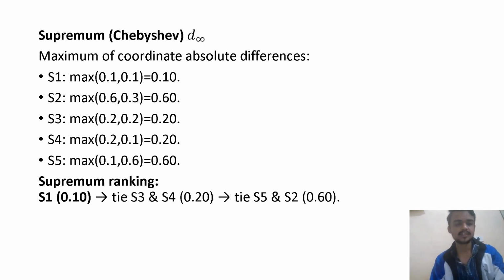Supremum, Chebyshev, D infinity. Here we take the maximum of both coordinates, like here 0.6, 0.3, we get 0.6, which is the maximum of both the fields. Similarly, we get all the data. The supremum ranking will be S1 tied with S3, then S4 tied with S5, and S2 is separated at 0.6.